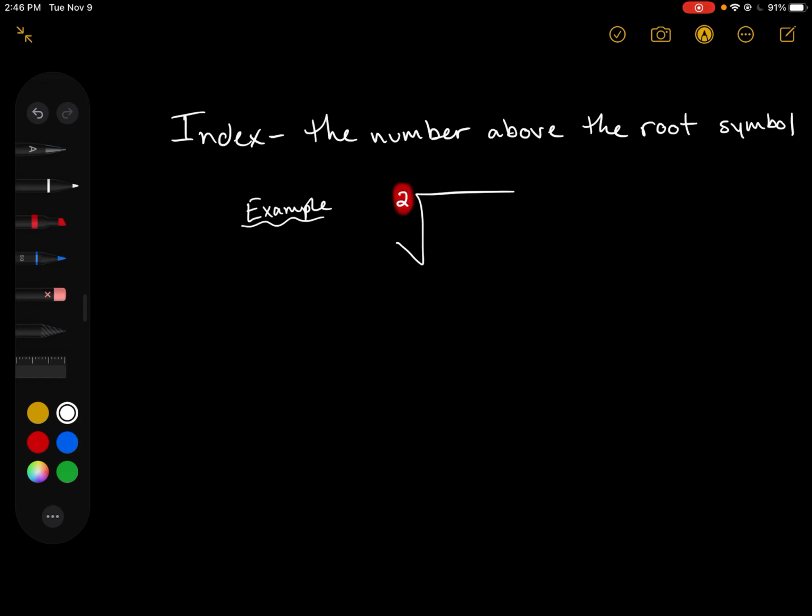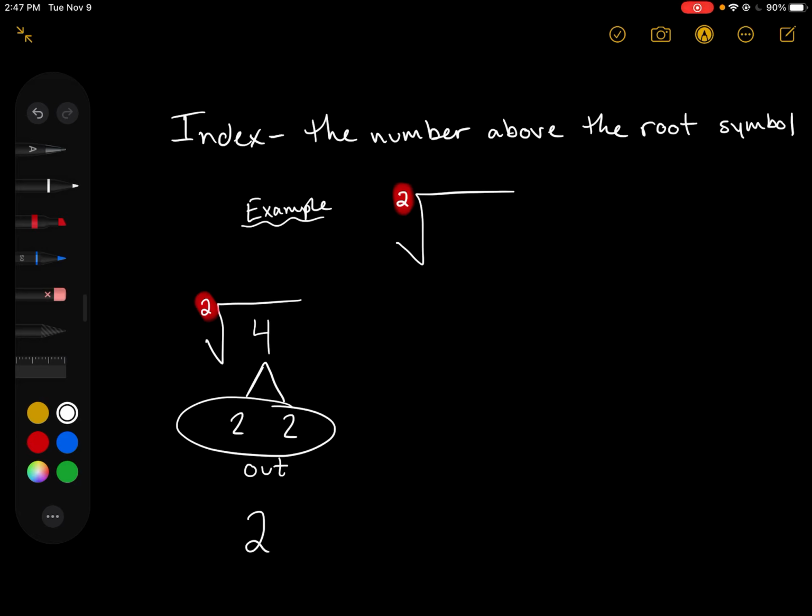So for example, in a square root, if we had something like 4, when we break down 4 into 2 times 2, because there is a 2 here, we can circle 2 numbers. And those are the numbers that get to go out. So this final answer, because we circled 2, the 2 goes out, nothing is left inside.